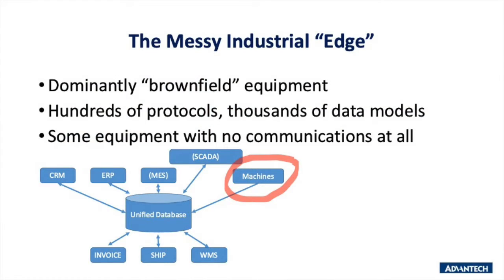So all that sounds great, but it's a lot to digest. So let's zoom in on the challenge specifically around machines. This is the very messy industrial edge. It's dominantly brownfield equipment, which speaks hundreds of different protocols with thousands of different data models. And some equipment has no communications at all.